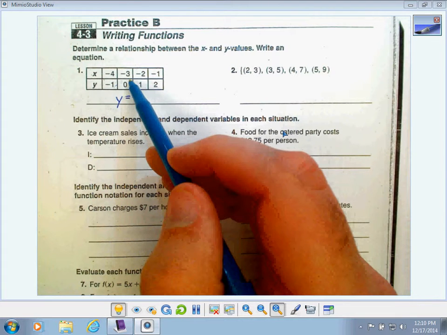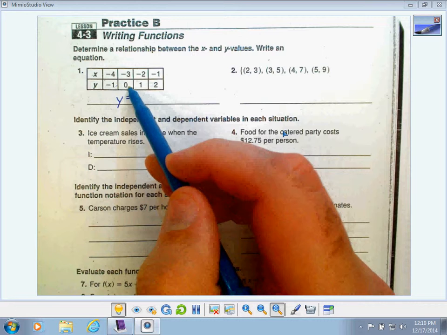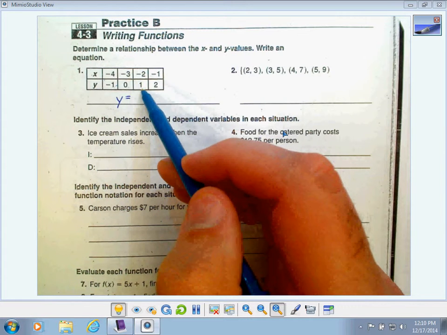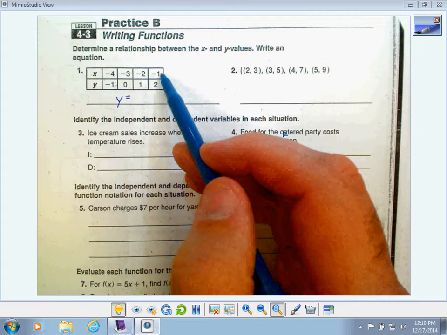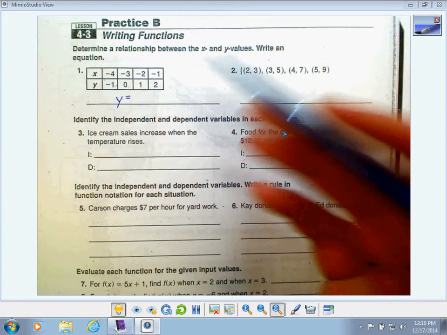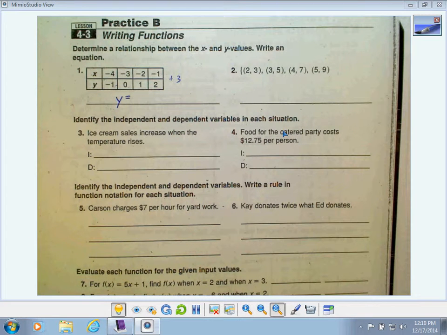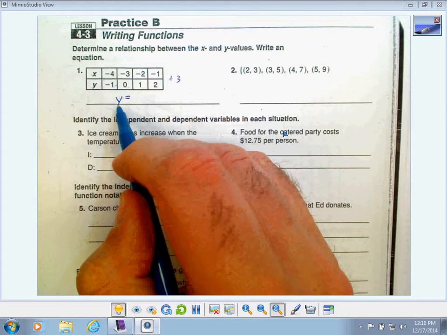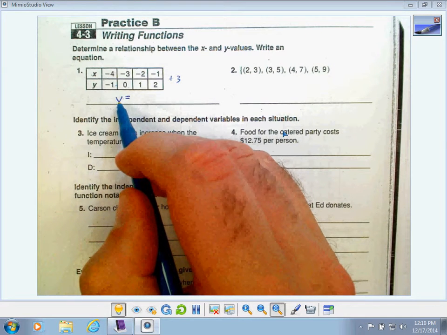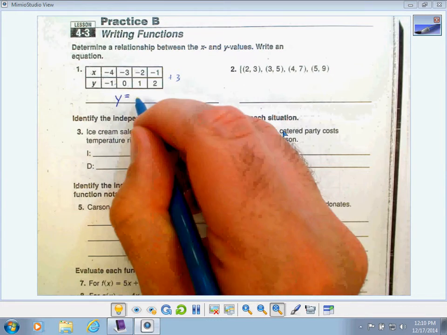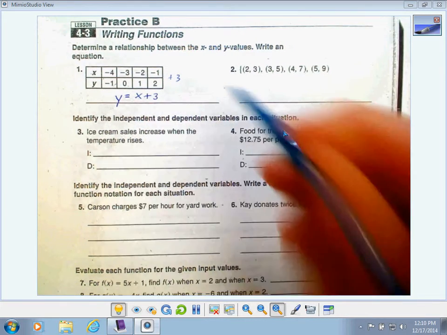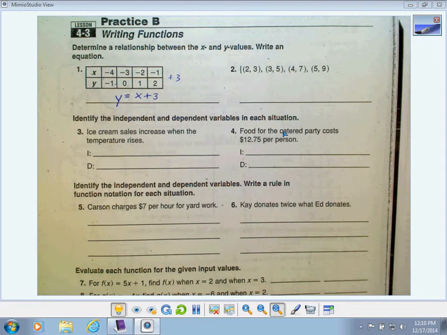-3 plus 3 would give me 0. That's good. -2 plus 3 would give me 1. That's also correct. And finally, -1 plus 3 would give me 2. So what I'm seeing here is the pattern is that each x value gets 3 added to it, and that's how I get the y value. So what I'm saying is, how do I get y? Well, what this equation would say is y is taking x and adding 3. And that's the equation for that. So you're trying to identify a pattern that you can use to write an equation.